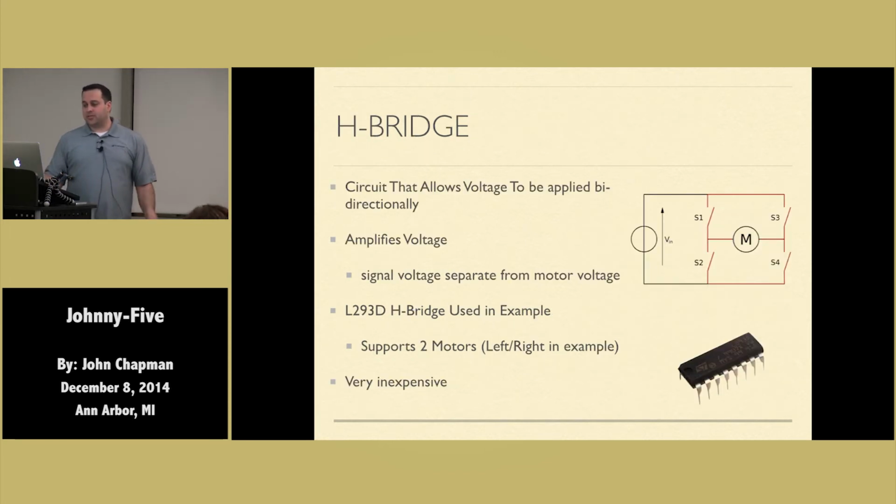All right, so an H-bridge. This is the circuit that allows us to control the voltage in a bidirectional manner. What you see there is a motor, the M, and 4 different switches. As you control that H-bridge, you can close S1 and S4, and that'll cause current to flow in one direction. Alternatively, you can close S3 and S2, and that'll cause current to flow in the other direction. That circuit, using transistors, is what allows us to control whether we go forward or backwards. It also amplifies voltage.